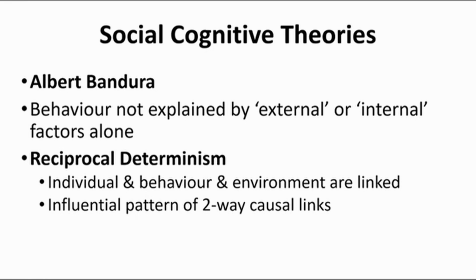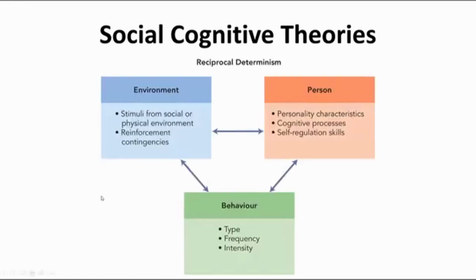And this reciprocal determinism is basically the idea that the individual, their behavior, and their environment are all linked and influenced in a pattern of two-way causal links, which is a lot easier to visualize when we look at the image that accompanies it. So we have this individual, so their individual personality characteristics, their cognitive processes, and their self-regulation skills. And there's this two-way interaction between that individual and their environment. And their environment can include stimuli from social or physical environment. So coming from other people or physical things within the environment.